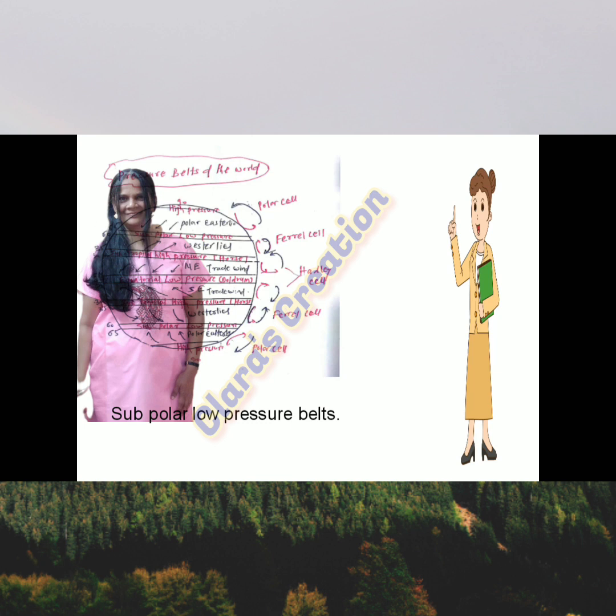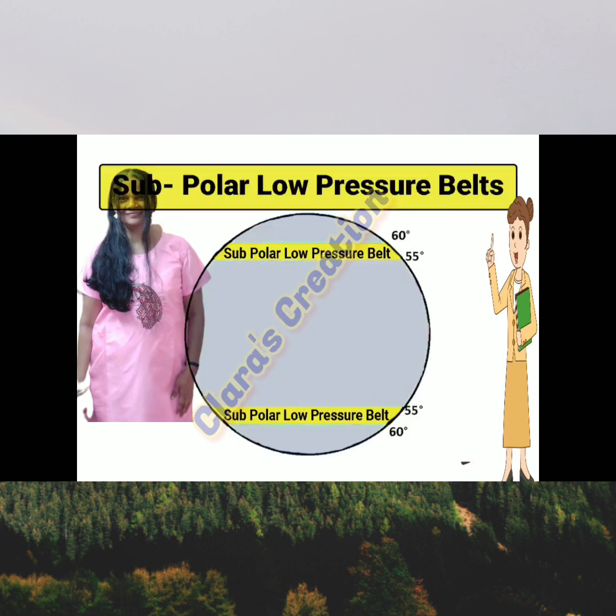Here are the different images of the pressure belts of the world: the polar easterlies, westerlies, northeast trade winds, southeast trade winds, westerlies, and the polar easterlies. Subpolar pressure belts. Due to the Earth's curvature, the area between the two parallels becomes lesser, and this gives less friction of air, and the air is thrown out due to this friction and the Earth's rotational movement, forming the low pressure belts.